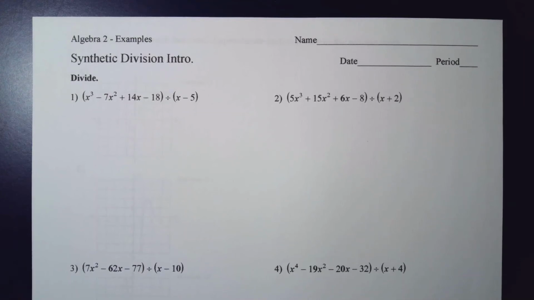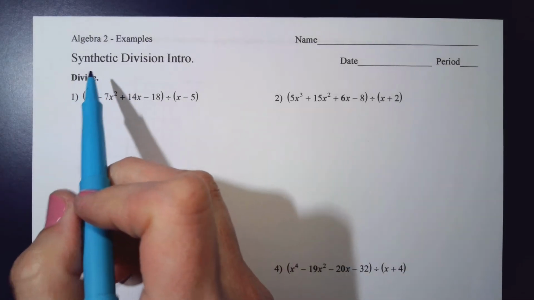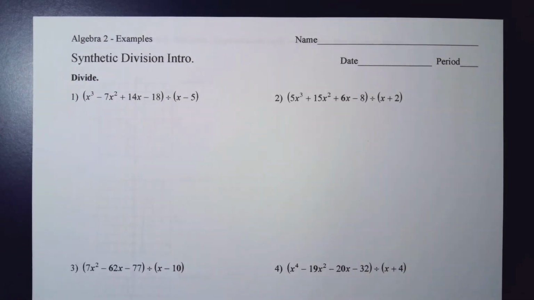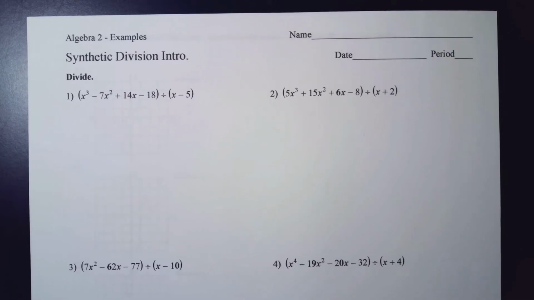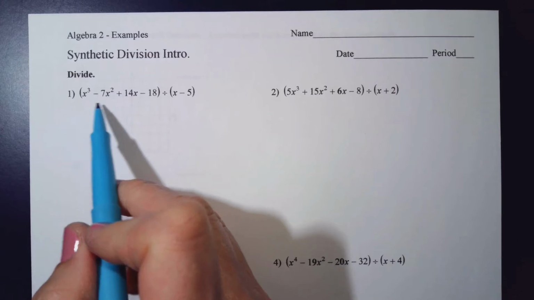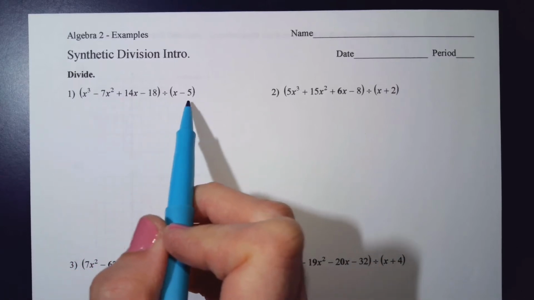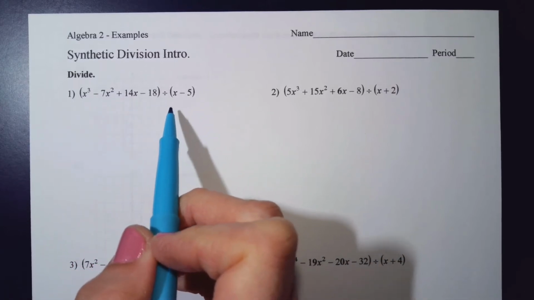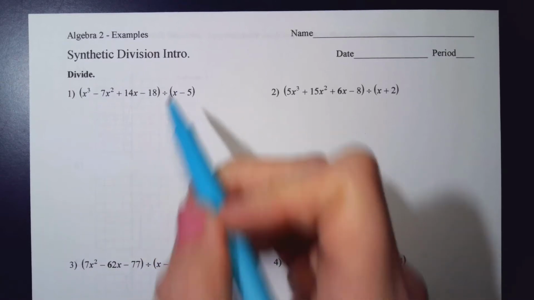All right, so today I'm going to teach you a process called synthetic division. And synthetic division, like the word synthetic means fake, right? And so this is a fake way to divide polynomials. We are trying to divide this cubic polynomial here by this binomial right here. You see it's a linear term because it has x to the 1.